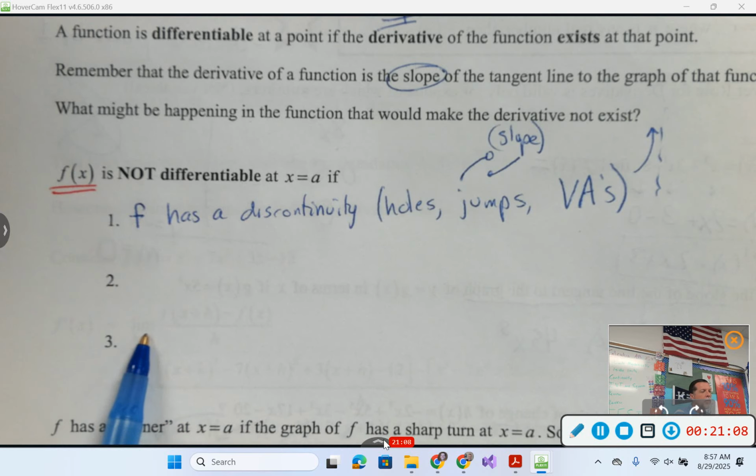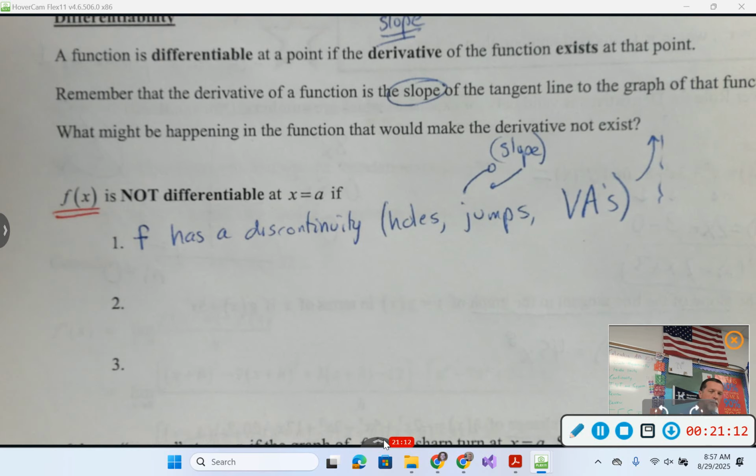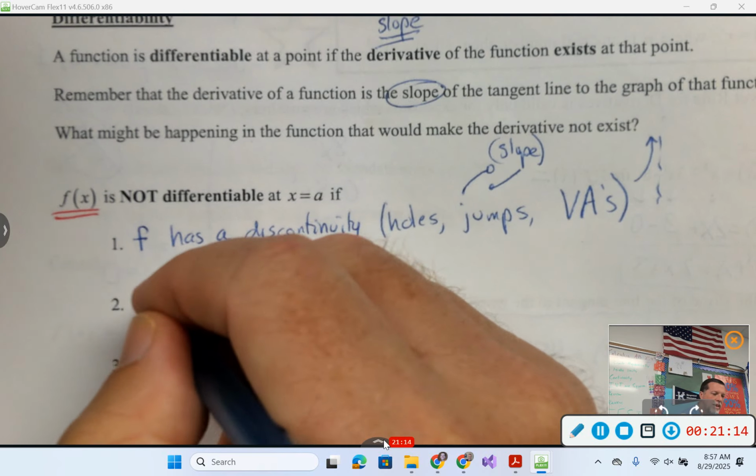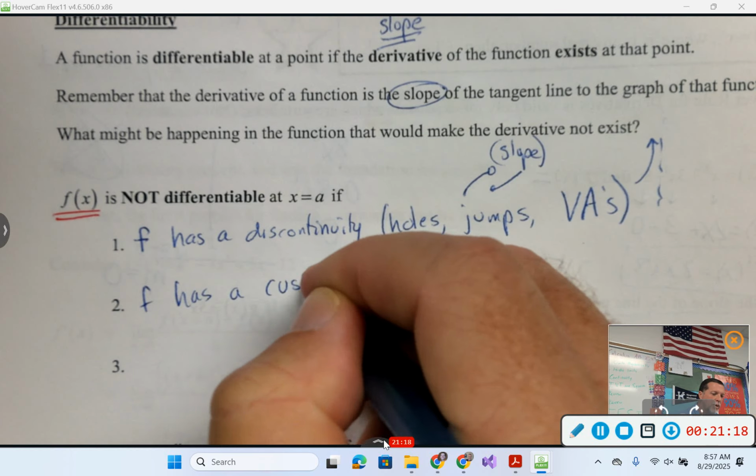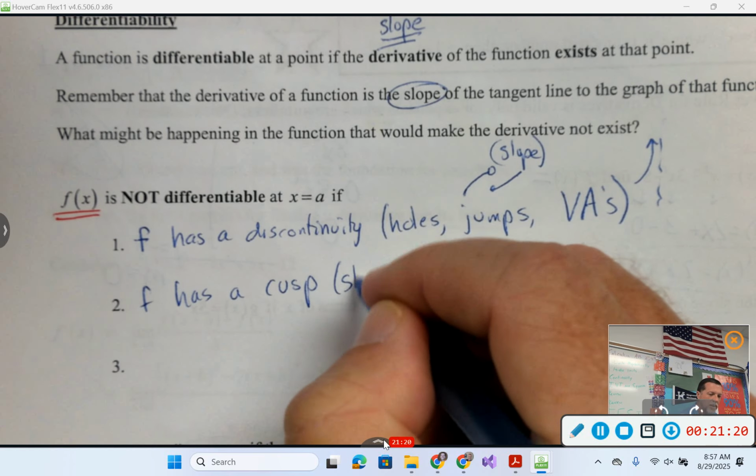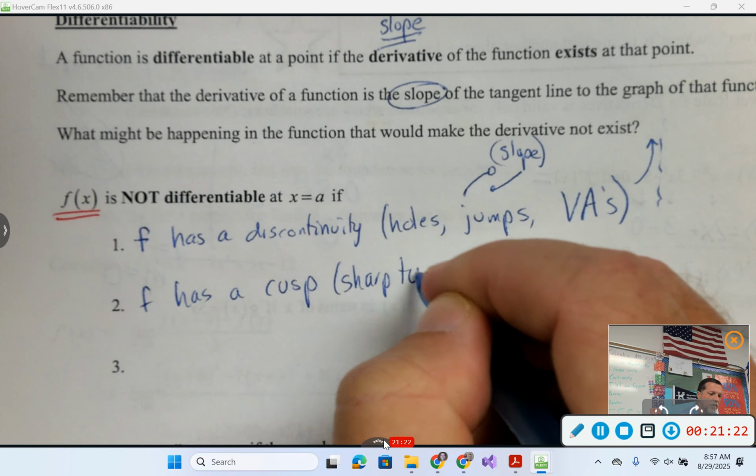Two others that you might think of. If f has a, the fancy word is cusp, the less fancy word is sharp turn.